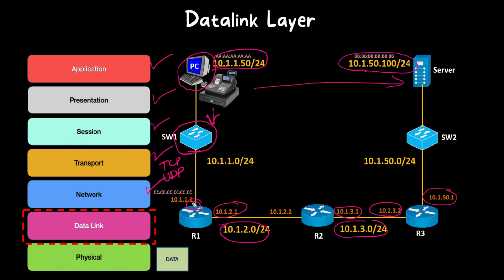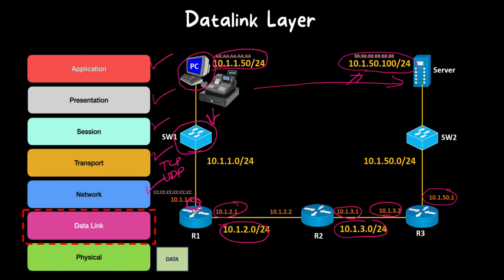So when the data is moving, its destination is 10.1.50.100, this one. But in this network, the switch cannot see this IP address. From its MAC address table, it cannot see any MAC address bound to this IP address. So it cannot directly deliver this data to that IP address. So in that situation, the switch forwards that traffic to the default gateway, that is the interface of the router R1.